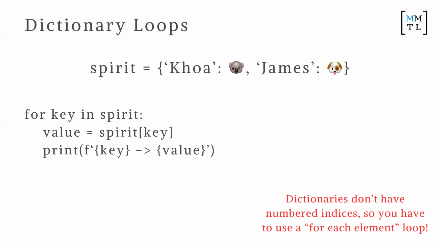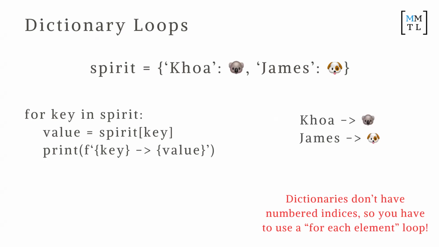So let's step through what this looks like. For key, we're going to iterate the first time. It's going to assign key to qua. Does that make sense? In spirit, referring to the dictionary, value equals spirit qua, which means that value equals koala. Does that make sense? And then we're going to print qua, arrow, koala.